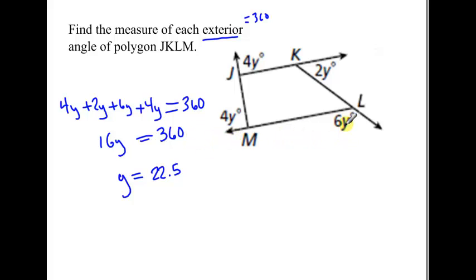So let's go back here, plug in 22.5. Let's take this one first. If I go 6 times 22.5, that's giving me 135 for this angle. Then jumping over here, 2 times 22.5, I believe that's 45 degrees. And then these 4y angles, 4 times 22.5 is 90. Got a couple right angles in there, 90 on this one.